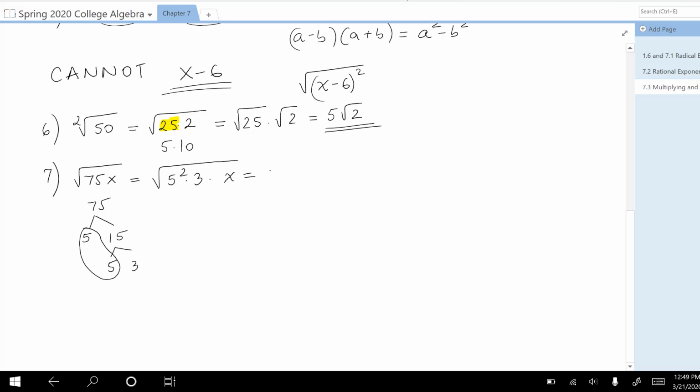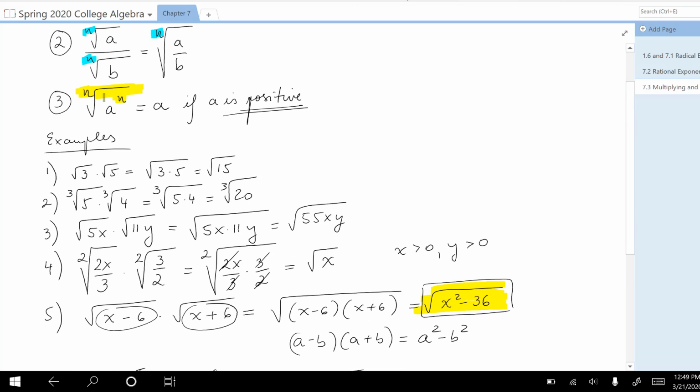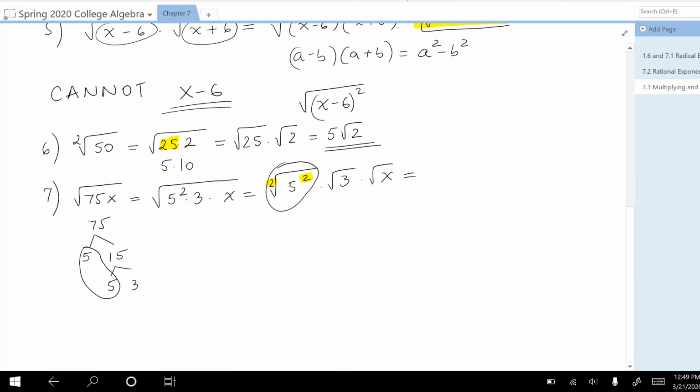And based on the first formula, we can write square root of 5 squared times square root of 3 times square root of x. We can just distribute the root. Well, square root of 5 to the second, this is a 2 here and this is a 2. We saw in the third formula, right? If they are identical, we just get a. So in our case, we just get 5. And then square root of 3x, we can put them together because they are not perfect squares. And we simplify this one.